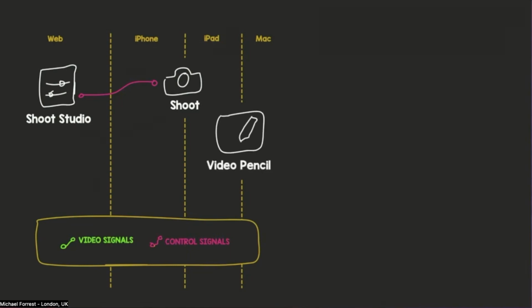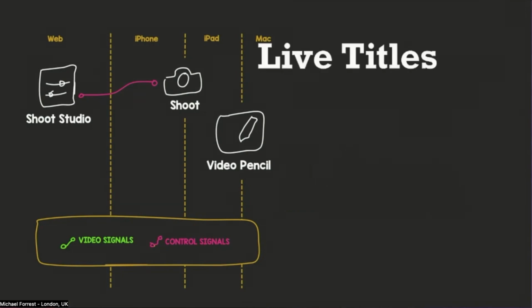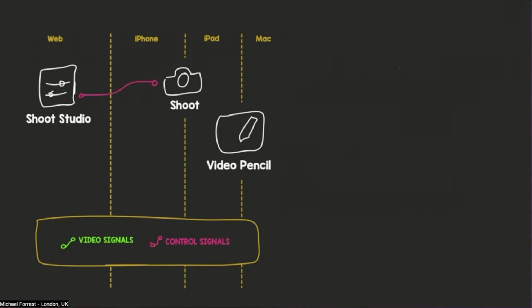So the next thing, Video Pencil, is an iPad app that lets you draw on video. So either a live video feed, or you can bring in videos and draw on top of those, or bring in images. And it's got a really nice Apple Pencil-based drawing system. And it has things like live titles, so you can just add titles and you can select them and move things around. And it's just quite a powerful drawing tool.